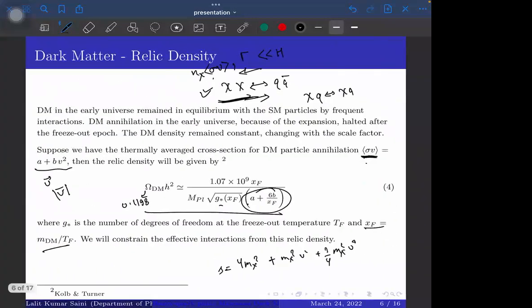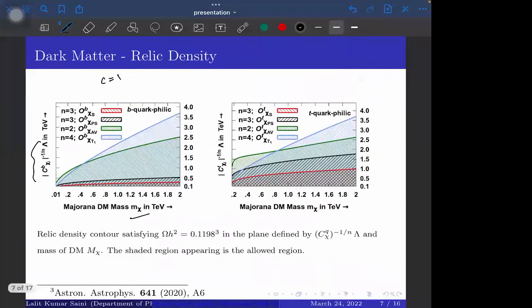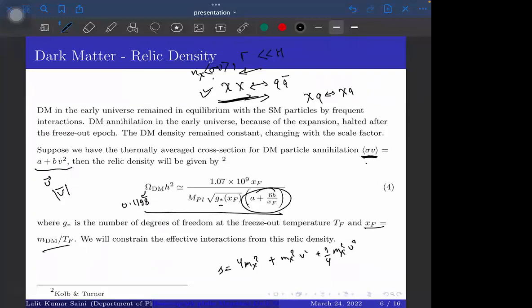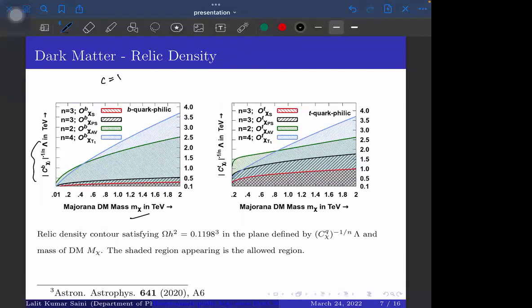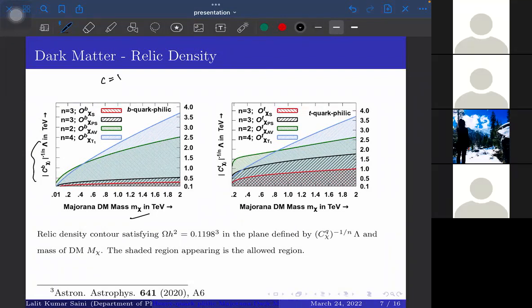My relic density has to be this value or smaller. Sorry, let me say it again. The constraint says that this is more than 0.1198. If I take the density smaller than some value, then this quantity has to be greater than some value. This means c by lambda square has to be greater than some value, and then inverting that, lambda has to be smaller than some value. So this gives me an upper limit on lambda. For all the 4 operators, I have derived this upper limit.